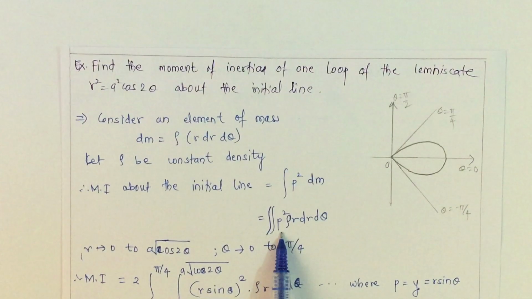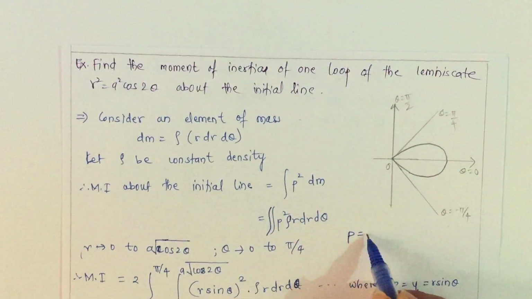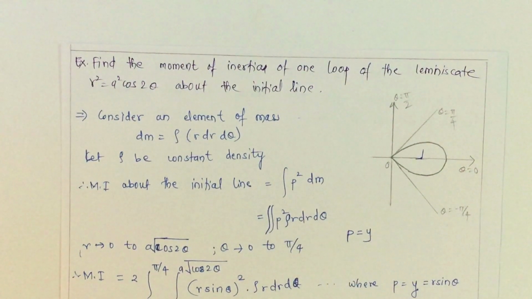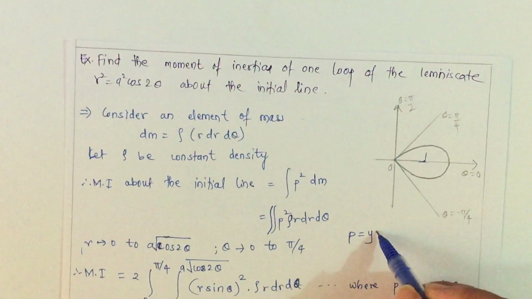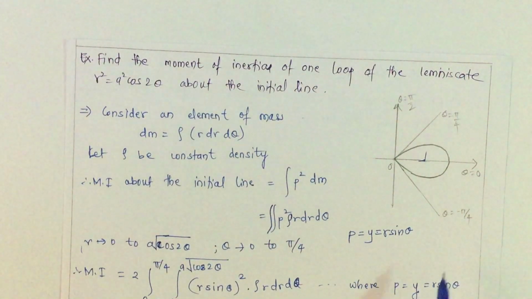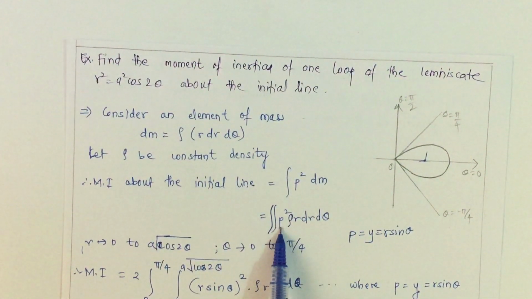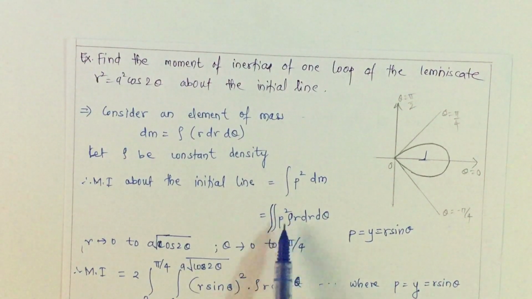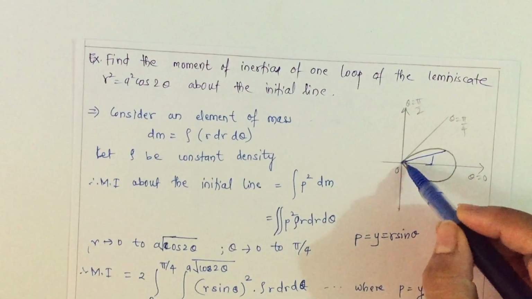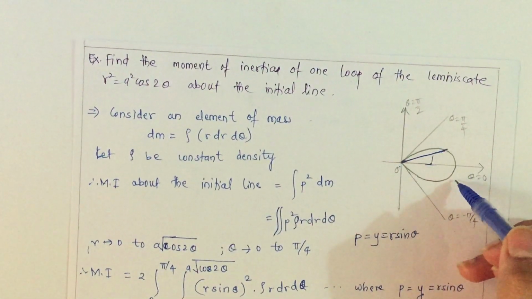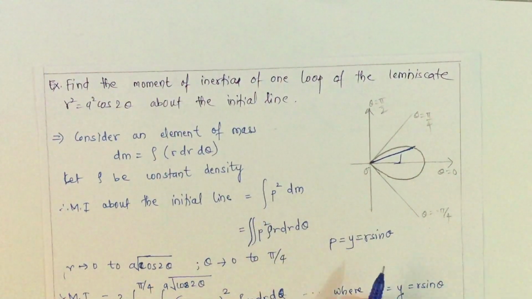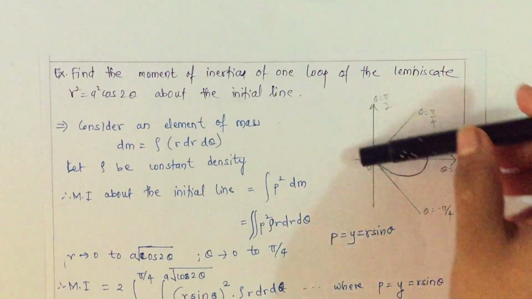P will be y, with respect to the initial line we have to consider, so p will be equal to y, and what is y? y is nothing but r sin theta, right. So in this formula, the value of p will be r sin theta whole square. And how will r vary? If you consider a radial vector, r will vary from 0 to this curve, that is a root cos 2 theta. And how will theta vary? Theta will vary from 0 to pi by 4.